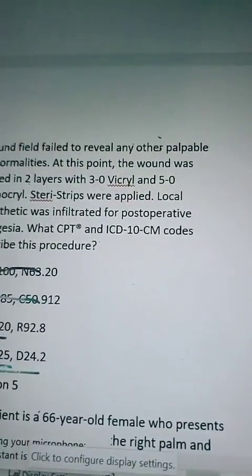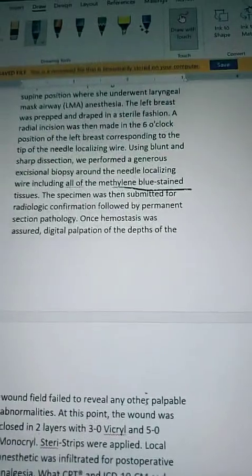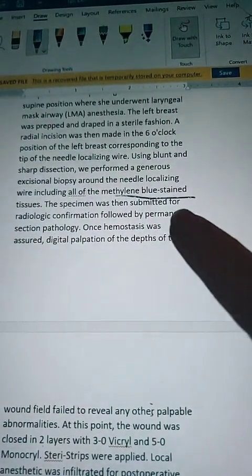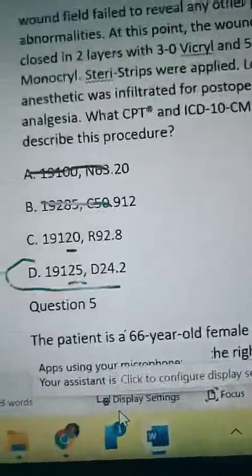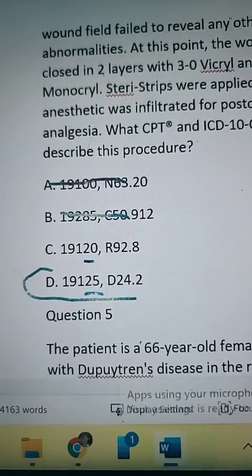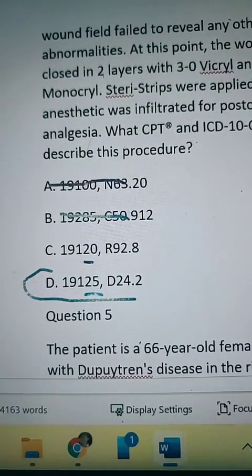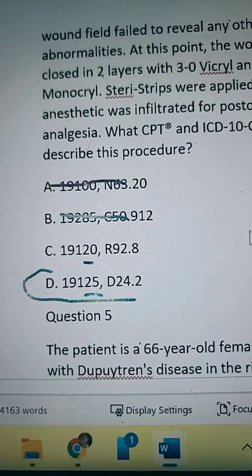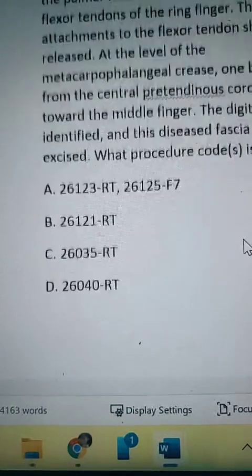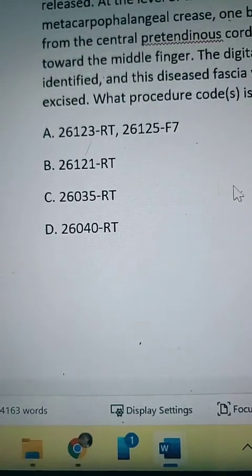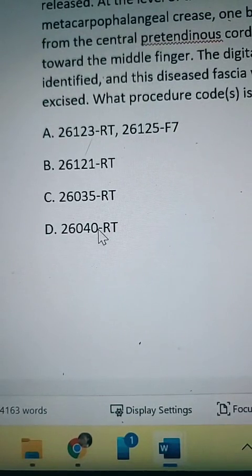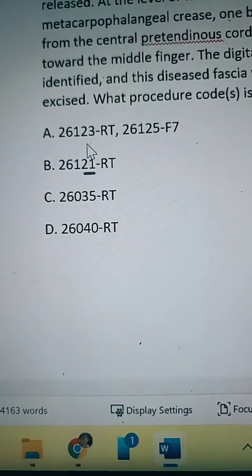And I'll let you see the methylene right there is what we looked for. And there's our codes. And we'll pick D for sure. All right, our next set. Well, 21 and 23 are closer than the 35 and 40, so we'll go there first and see.